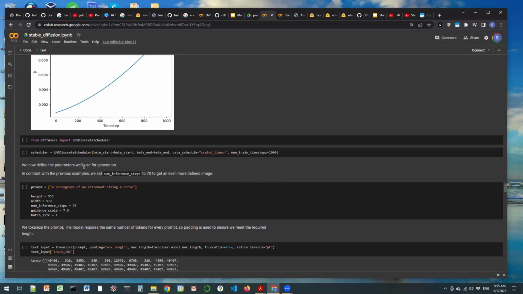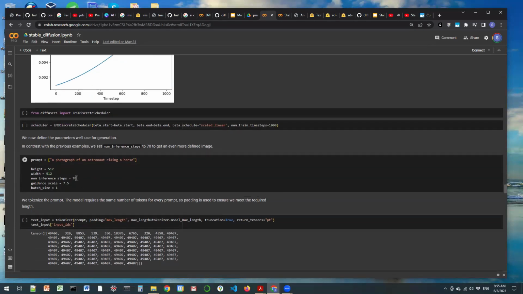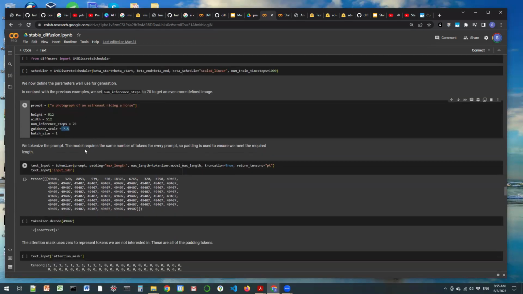So we have now defined the parameters. We've got the VAE, we've got the scheduler, we've got the unit, and we want a photograph of an astronaut riding a horse. That's our prompt. We say the number of inference steps is 70. As I mentioned before, this is the guidance scale. We set it at this time at 7.5.